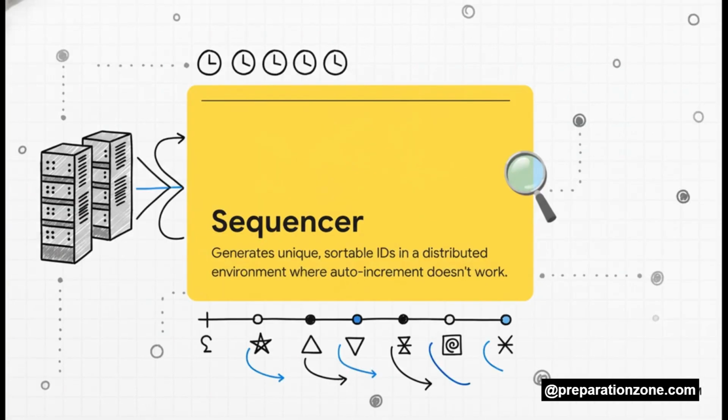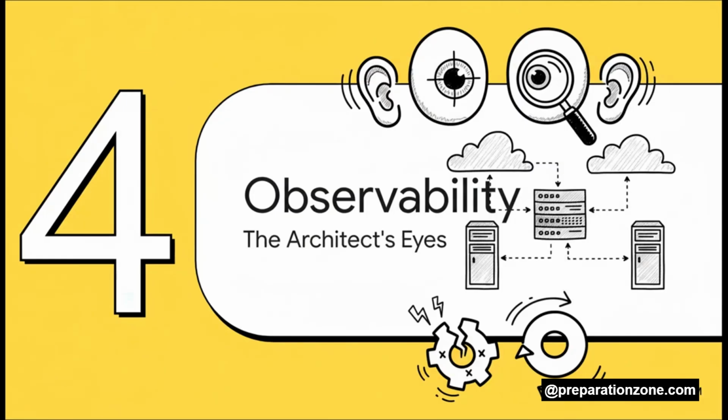Okay, here's a component that's often overlooked but is absolutely crucial for services like Twitter or Instagram: the sequencer. In a big distributed system with tons of servers, a simple auto-incrementing ID just won't work. A sequencer is a specialized service that generates unique, time-sortable IDs, making sure everything always shows up in the correct chronological order.